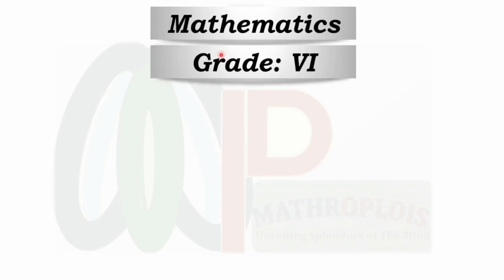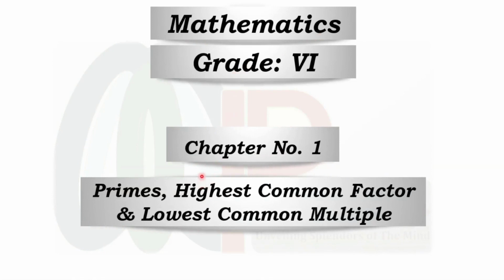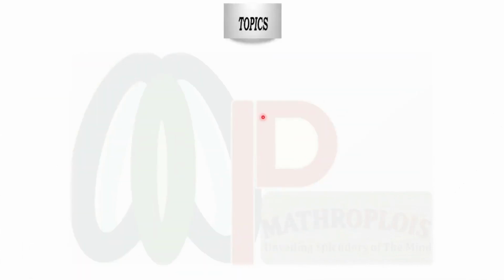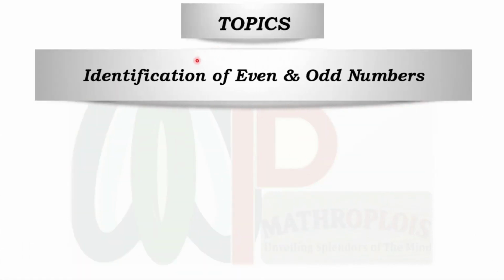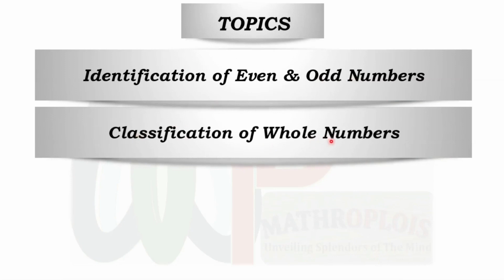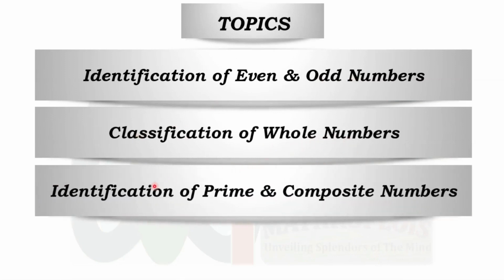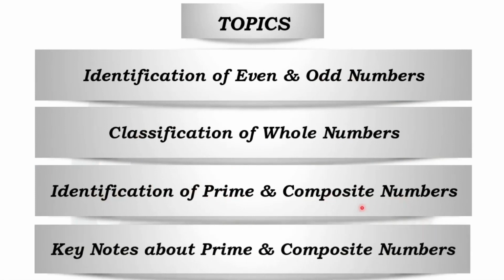We have started Mathematics of Grade 6. It's in continuation to Chapter number 1, that is, primes, highest common factor and lowest common multiple. Our today's topics are identification of even and odd numbers, classification of whole numbers, identification of prime and composite numbers. Then there are some key notes about prime and composite numbers.